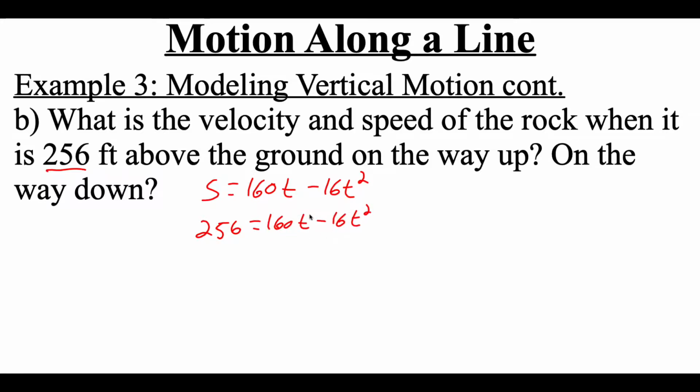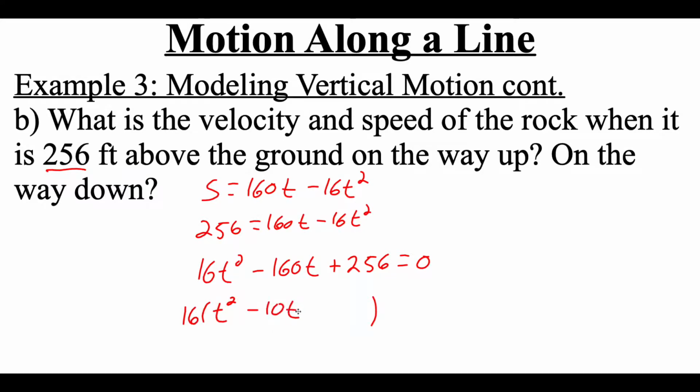Now I'm going to move my variables over to the left-hand side, mainly because I don't want to have a negative t squared. So I'm going to add that over and then subtract the 160t over. So we're going to get 16t squared minus 160t plus 256 equals 0. Now we can actually do some factoring in here. We can pull out a GCF of 16, and that's going to leave me with t squared minus 10t plus 16 equals 0. And actually we can do some sum and product factoring with that stuff inside of the parentheses.